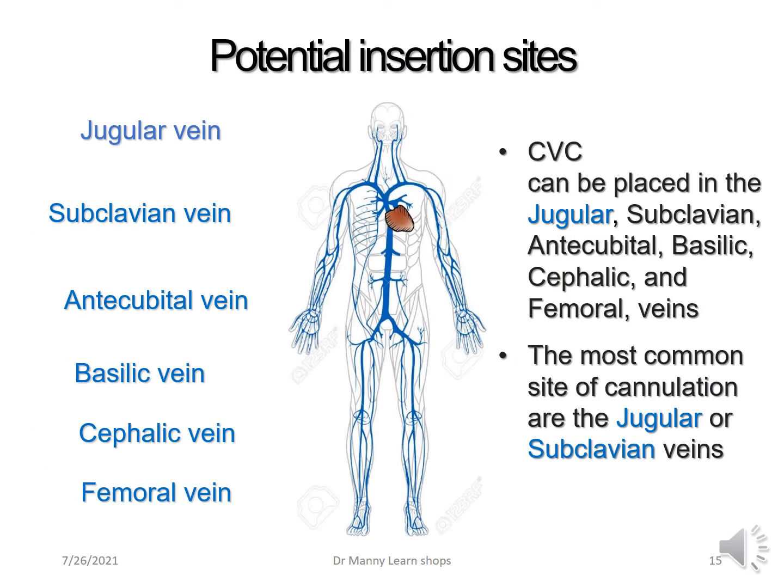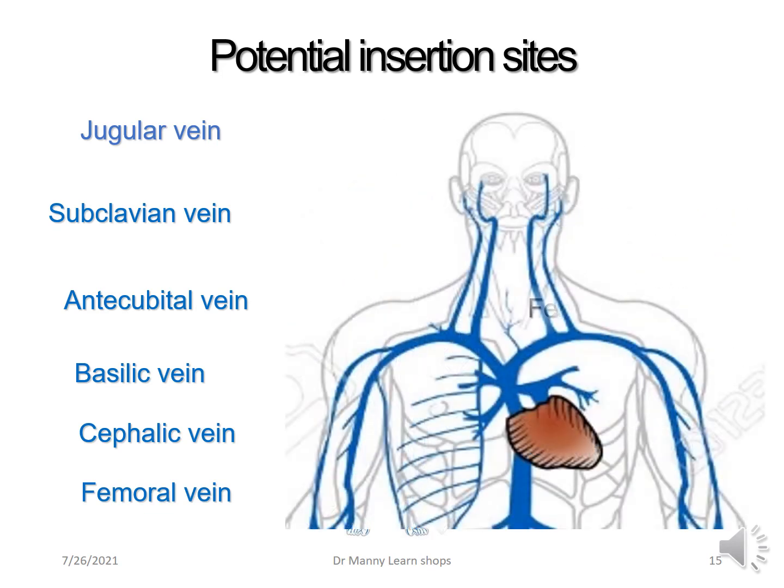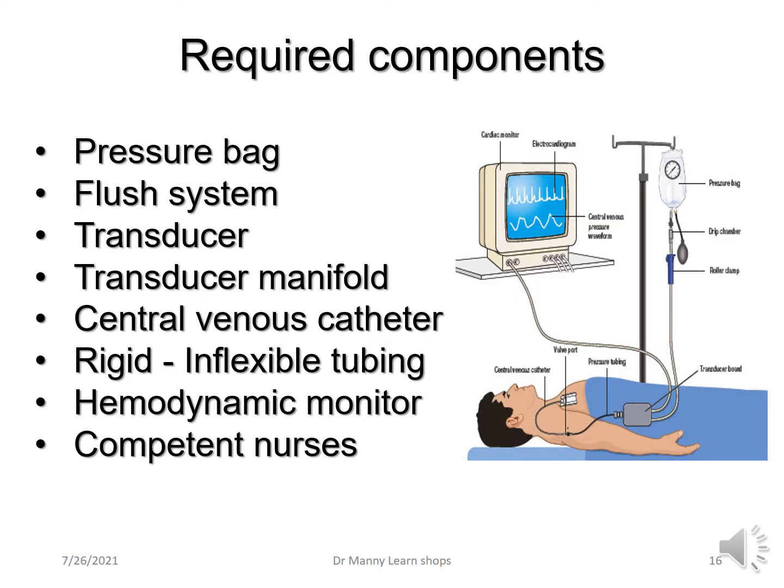So what are some of the potential insertion sites? Potential insertion sites can be the jugular vein, subclavian vein, the antecubital vein, basilic, cephalic and femoral vein. But the most common site of cannulation are typically the jugular and subclavian veins. The jugular vein, the subclavian vein are the most common.